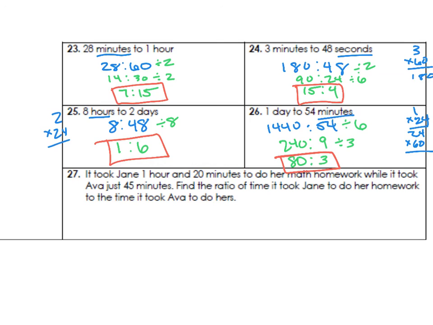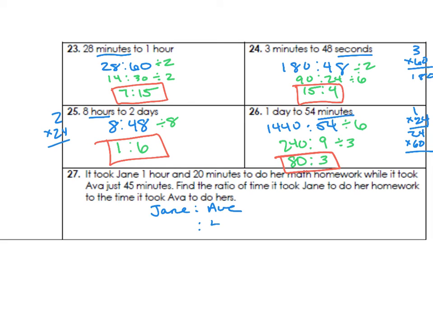Okay, let's talk of the word problem. It took Jane 1 hour and 20 minutes to do her math homework, while it took Ava just 45 minutes. Find the ratio of time it took Jane to do her homework to the time that it took Ava. So we're going to do Jane to Ava.